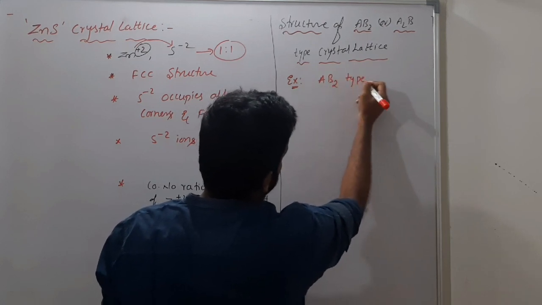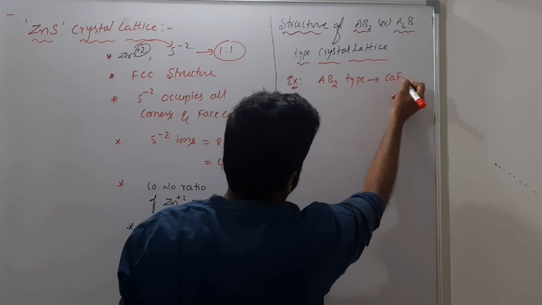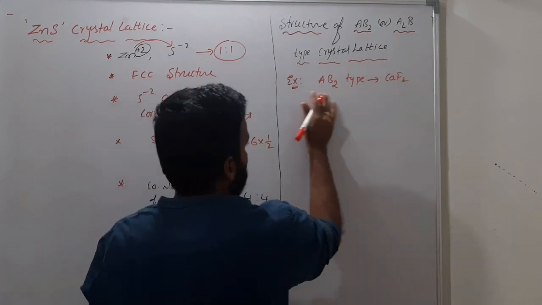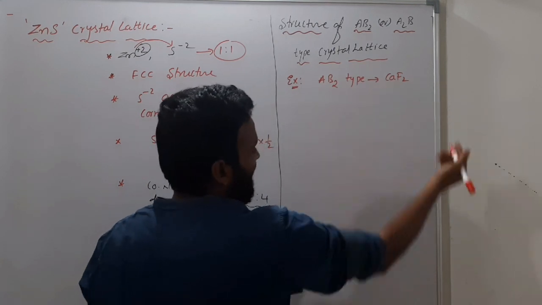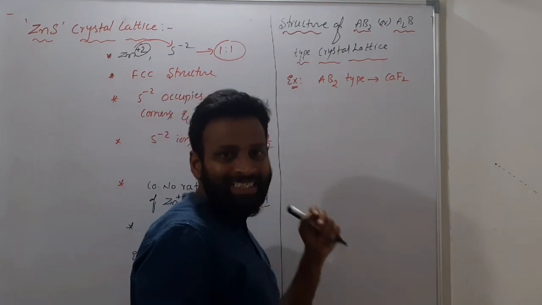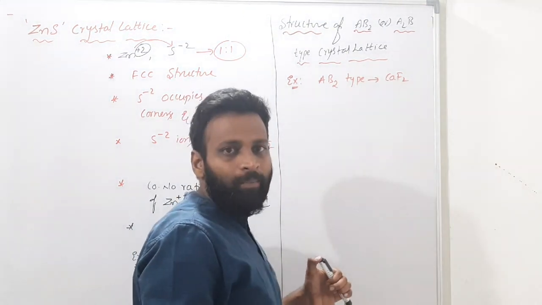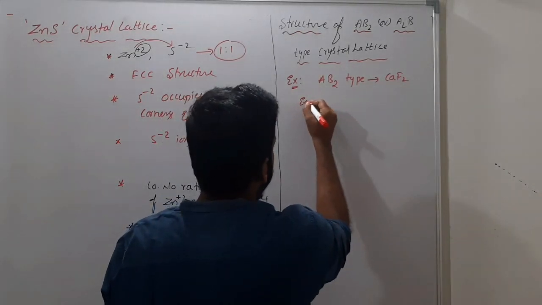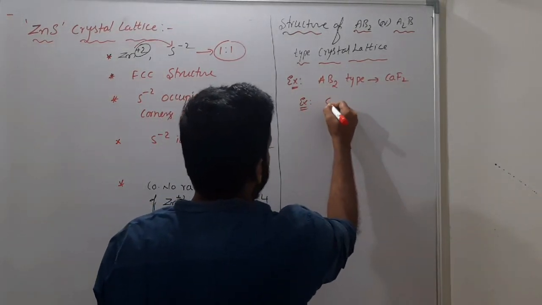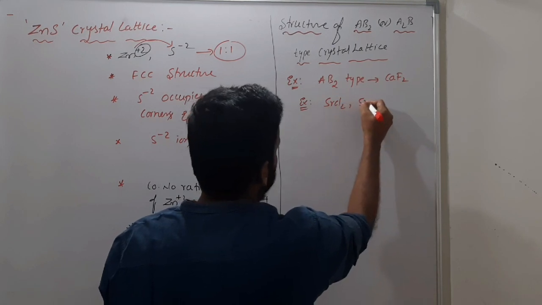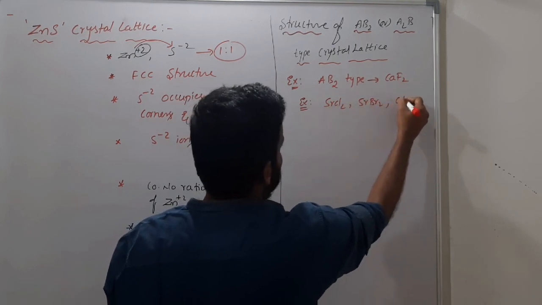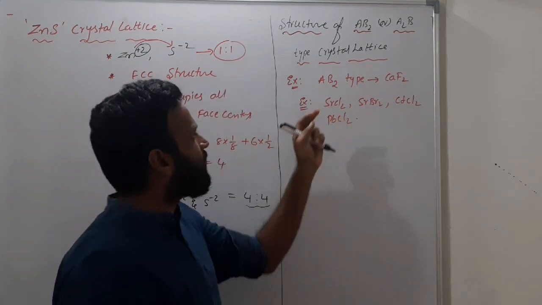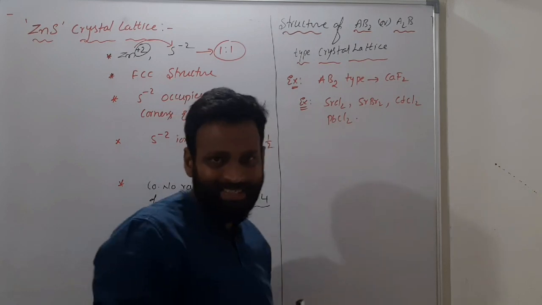AB2 type crystal lattice is CaF2. Not only calcium, strontium will form the same manner. CdCl2, CdF2, lead PbF2. Other examples for these: SrCl2, SrBr2, CdCl2, PbCl2, etc. These all are examples of AB2 type crystal lattice.